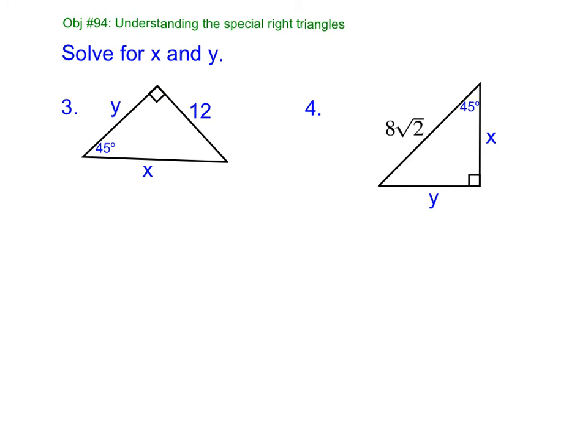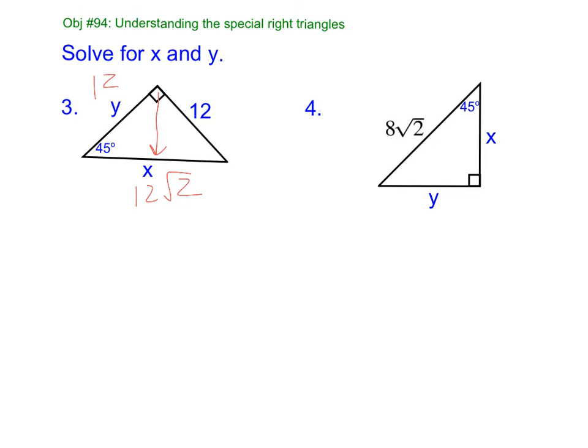All right, so without doing any work, what is x and what is y? Well, my hypotenuse, so if this is 12, y is 12, which means the hypotenuse is 12 root 2. And you're done.